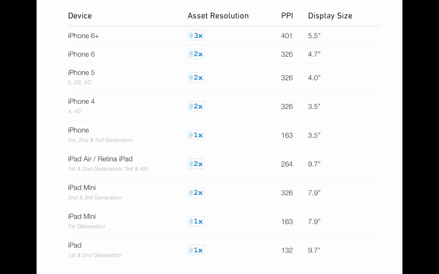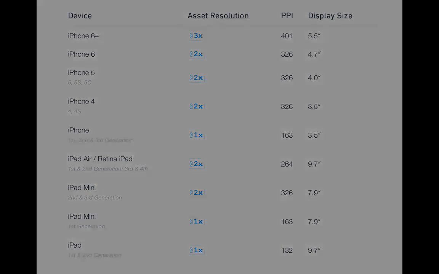Now, 2 times would simply mean that for every point, there's going to be 2 pixels, therefore rendering a better image of what we're trying to look at. I want you to notice the iPhone 6 Plus renders at 3 times, at 401 pixels per inch. This is interesting, and we're going to talk about it in a second, but this means it's the only iOS device that doesn't render pixels the same as its physical pixels.